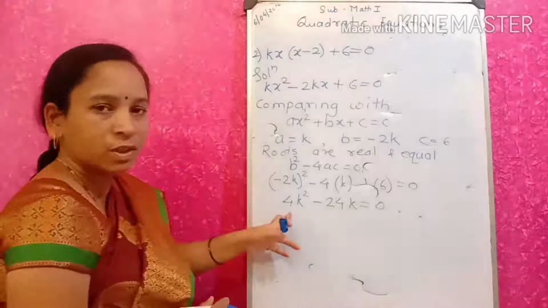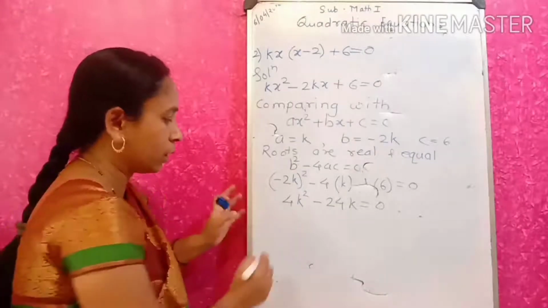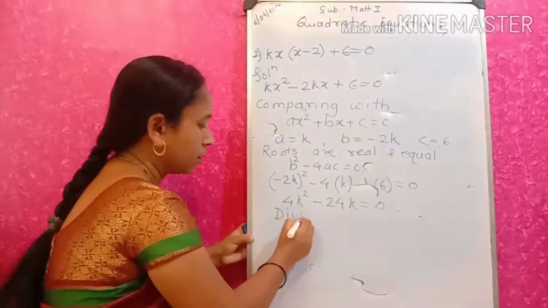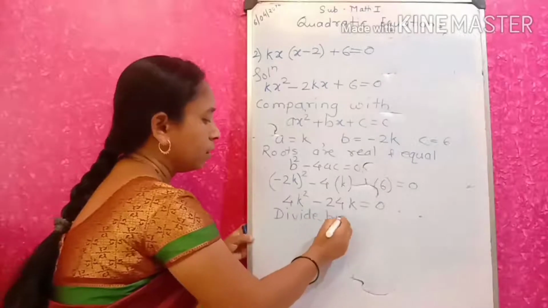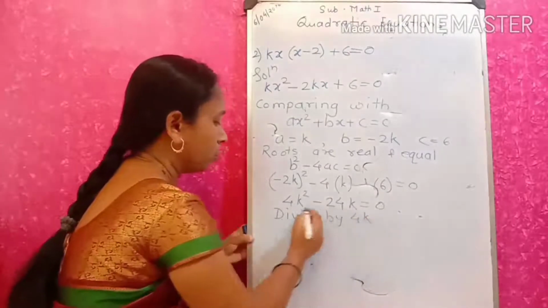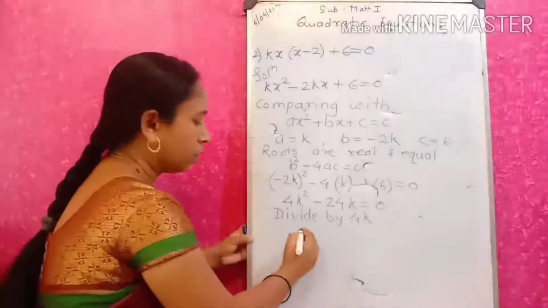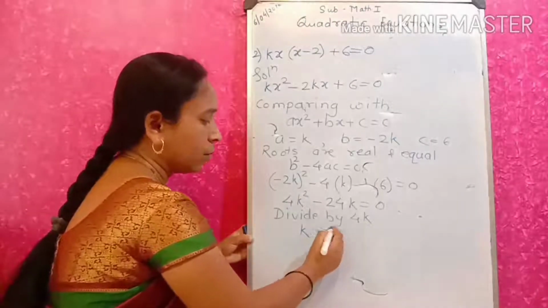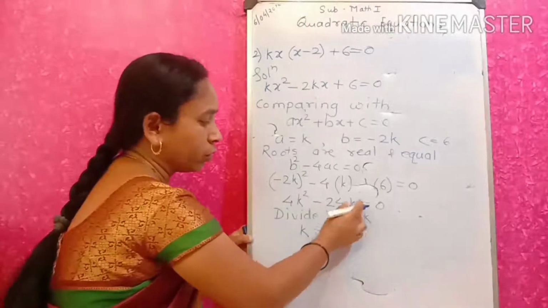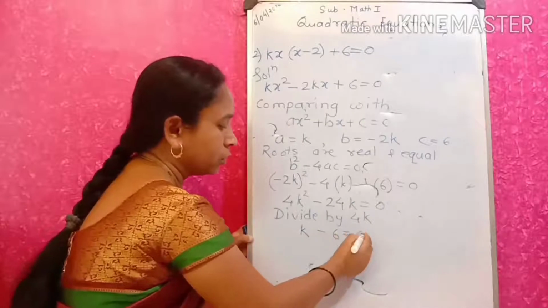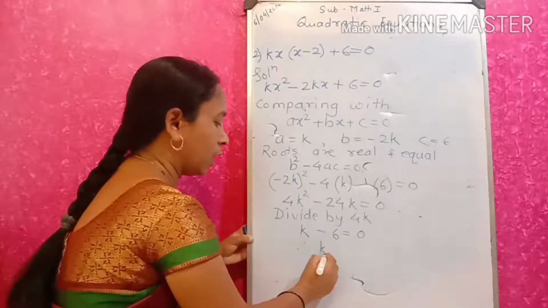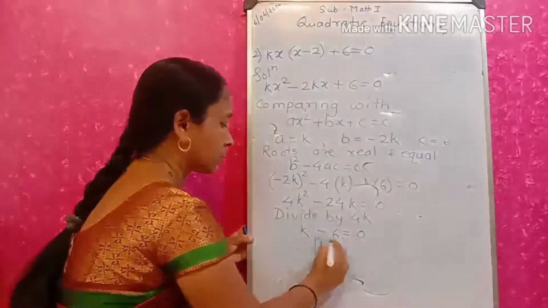This equation you can divide by 4k. If you divide by 4k, here only k will be left, minus, if you divide 24k by 4k, 6 will be left, and k will be cancelled, is equal to 0. Therefore k is equal to 6.